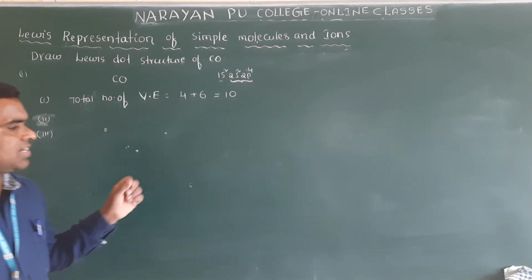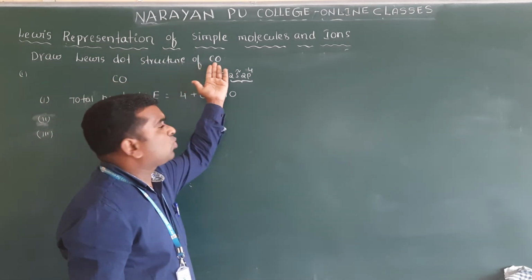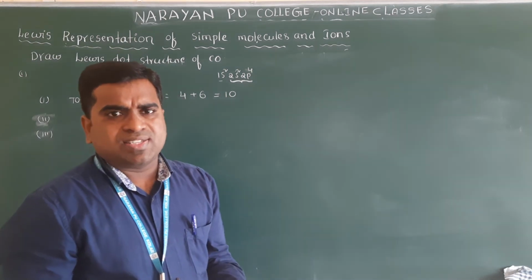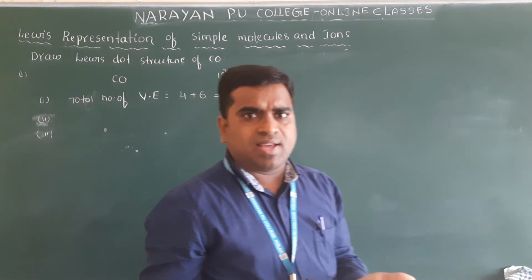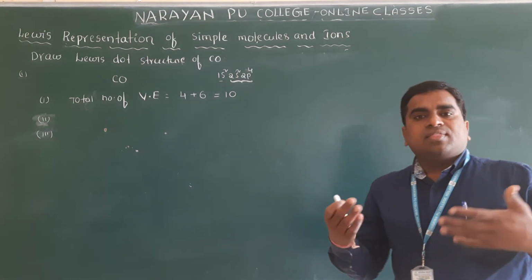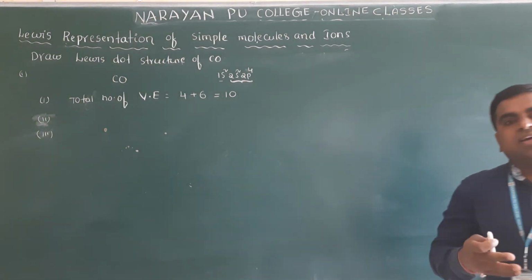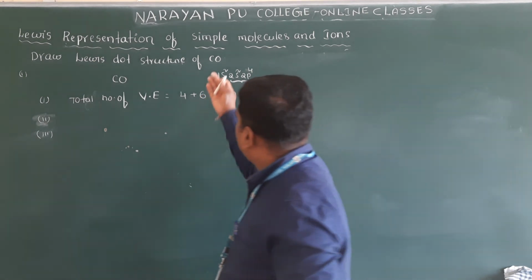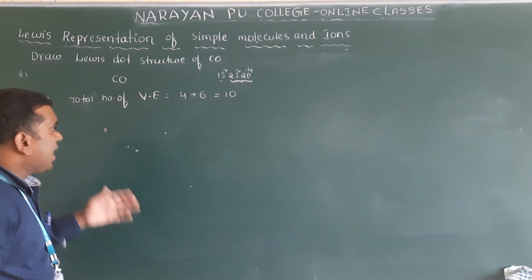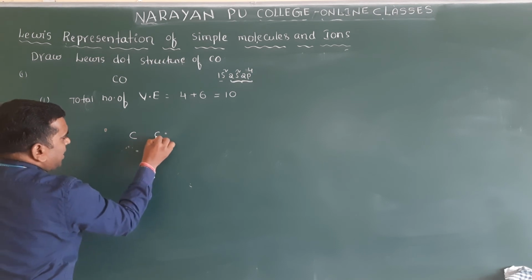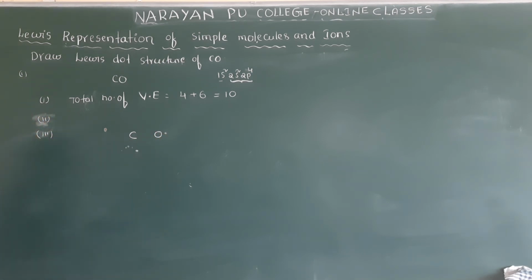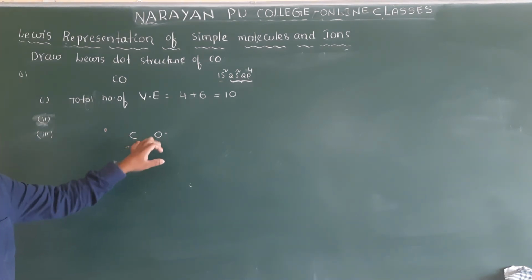And what is the third step? You have to select the central atom. Here only 2 atoms are there. If more than 2 atoms are there in the molecule, then you have to select the central atom. But here it is a linear molecule, so I will write carbon as the central atom, with carbon and oxygen. So this is the third step, the skeletal structure.